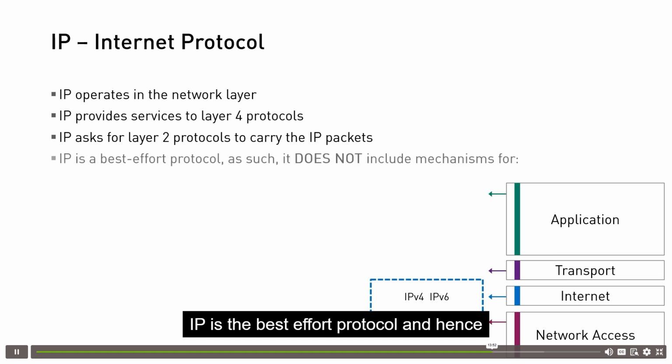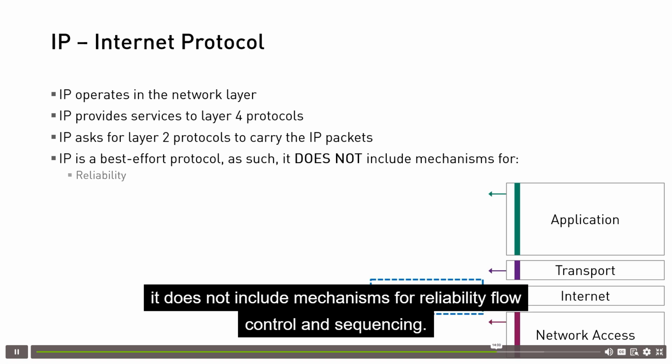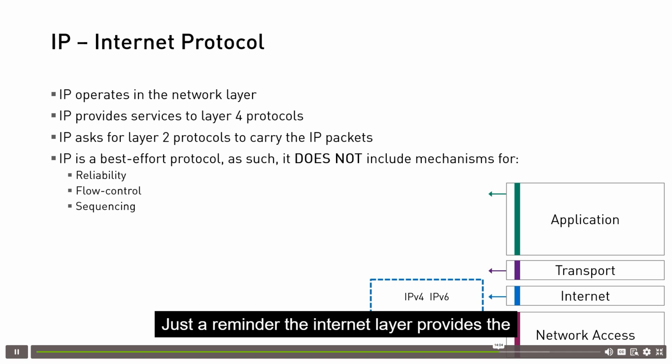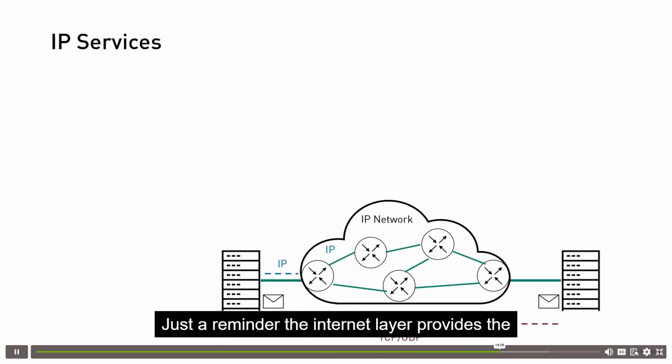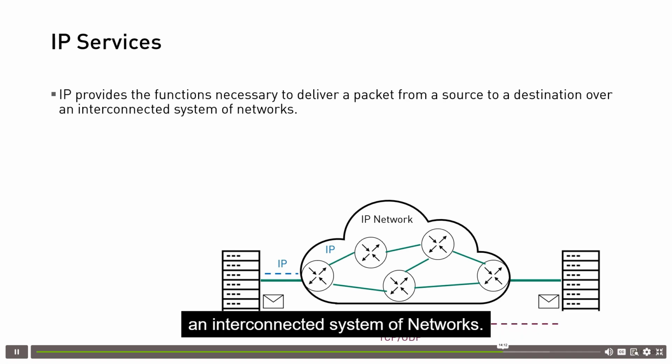IP is a best effort protocol, and hence relies on upper layer protocol mechanisms. As such, it does not include mechanisms for reliability, flow control, and sequencing. Just a reminder, the internet layer provides the functions necessary to deliver a packet from a source to a destination over an interconnected system of networks.